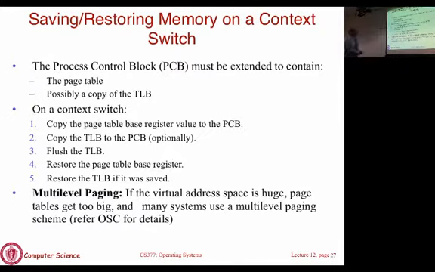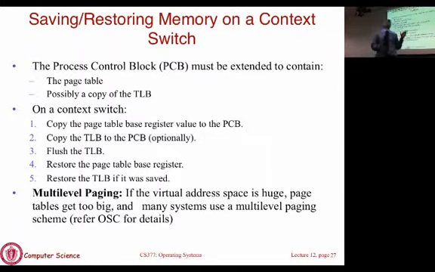Quick stuff about context switches. Every time you switch between processes, you now have to do extra work. The page table, if it's in memory, you don't need to do anything. So what you will do is take the page table base register. You still have to keep some track of where the page table is stored. There's a register for that. That you will copy into the PCB, process control block.